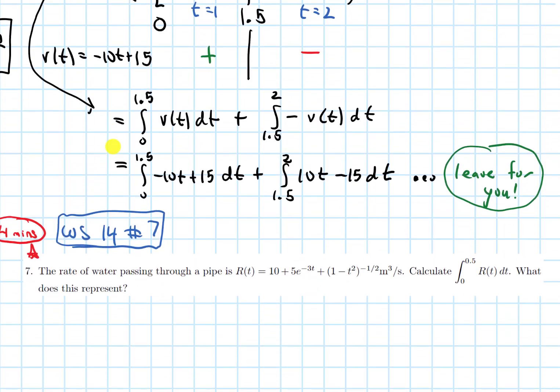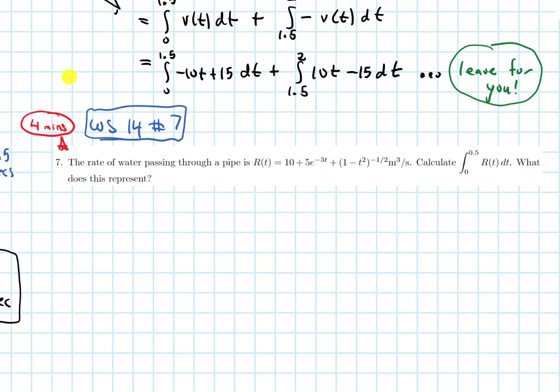All right, let's do another practice problem. This is question number 7 from the worksheet, and it asks: the rate of water passing through a pipe is r of t equals 10 plus 5e to the negative 3t plus (1 minus t squared) to the negative 1/2 meters cubed per second. And I want to calculate this integral. So we've got this integral from 0 to 1/2 of this whole function, 10 plus 5e to the negative 3t plus, let me bring this whole negative 1/2 power to the denominator. That'll make it a positive 1/2, which I can rewrite as a root, the square root of 1 minus t squared. So we'll be taking that integral.